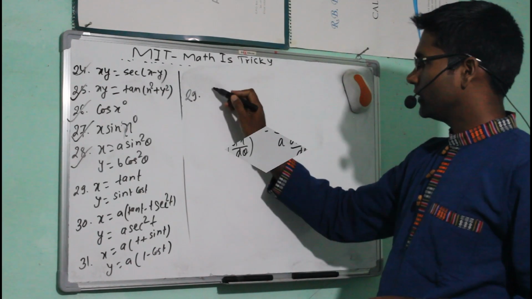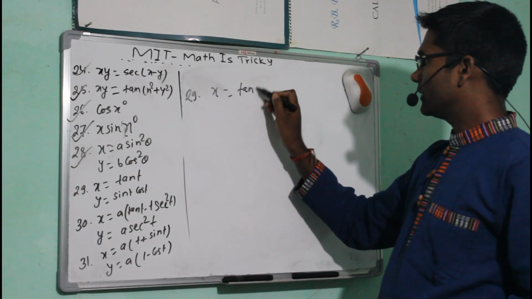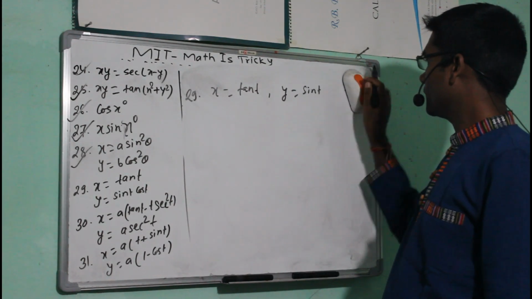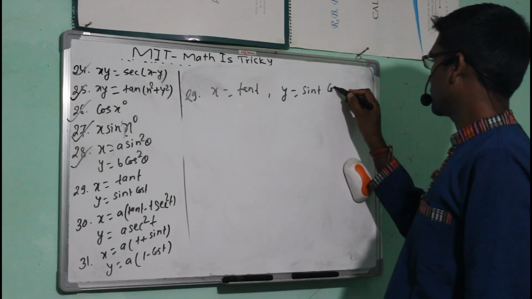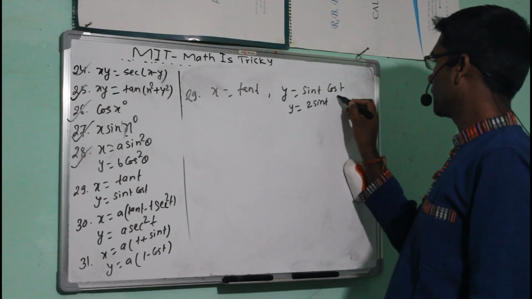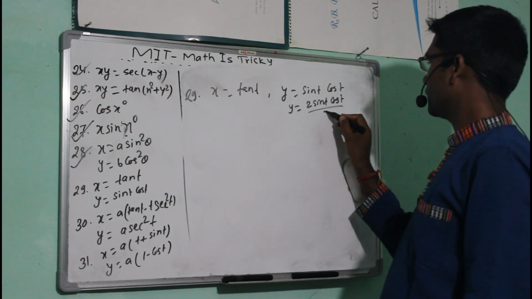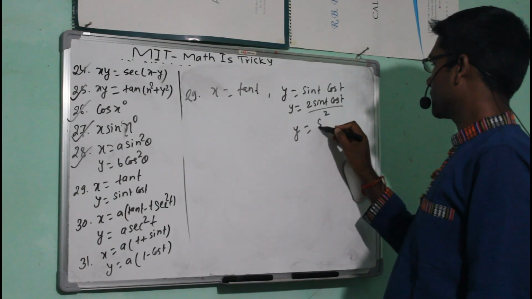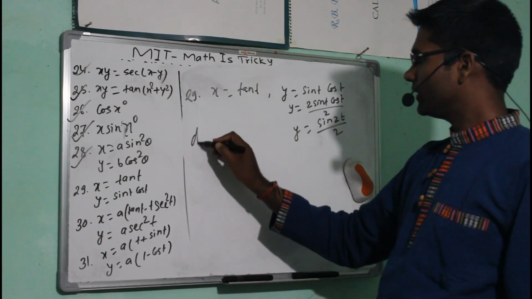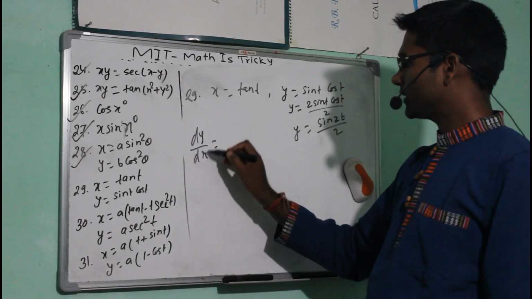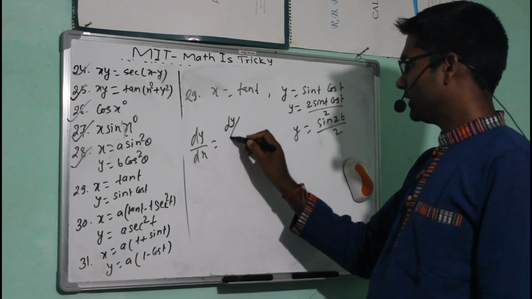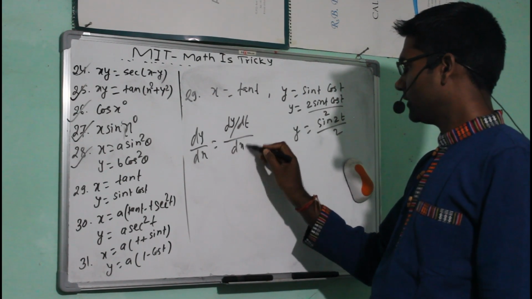Question 29. Here x equals tan t and y equals sin t cos t. We can write y equals 2 sin t cos t by 2, so y equals sin 2t by 2. Now we have to find dy by dx. So x and y depend upon t, so we'll differentiate both with respect to t: dy by dt and dx by dt.